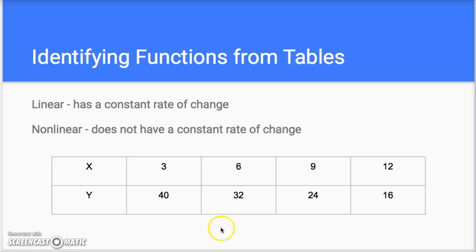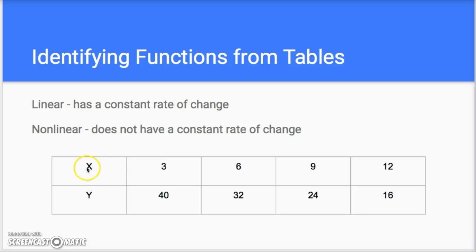Whenever you have a table, what you want to look for is if it has a constant rate of change. Same pattern basically going on each time. So if it does, it's going to be linear. If there's no constant pattern, no constant rate of change, it's going to be nonlinear.